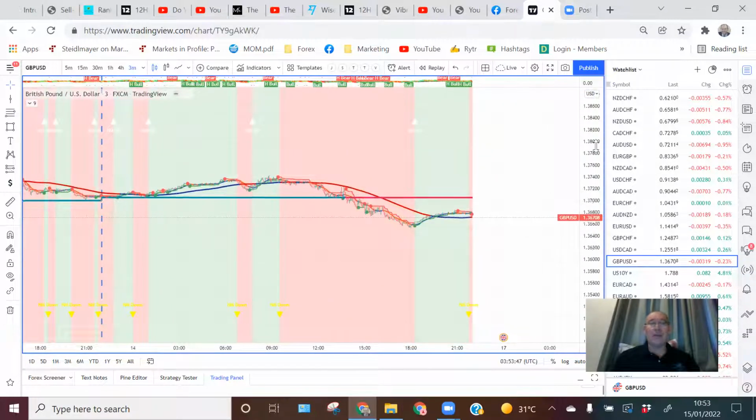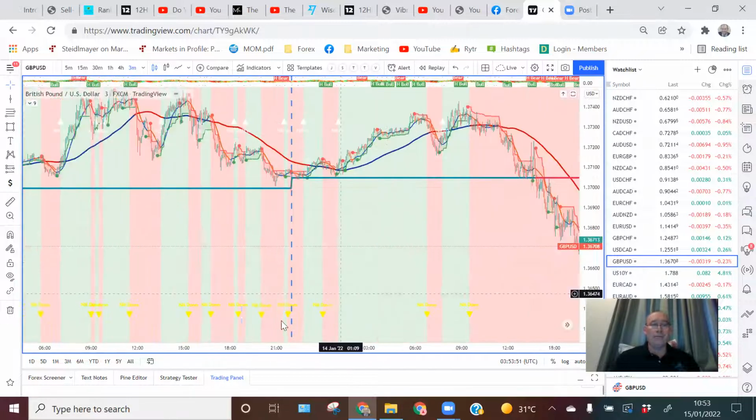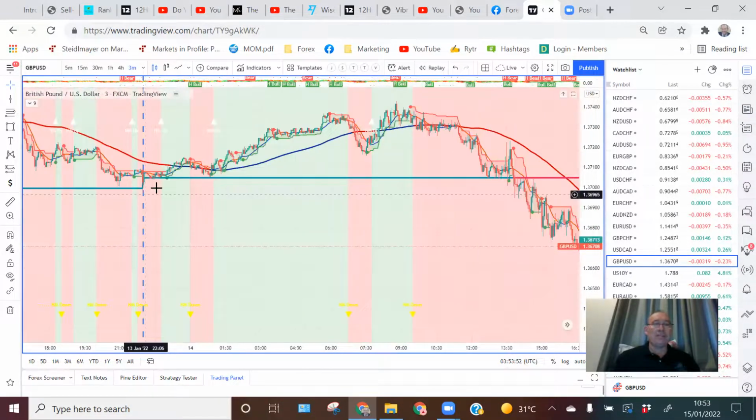Remember, this is the 3-minute time frame, ladies and gentlemen. Remember, the red means a sell, the green means a buy. And I've got other stuff in there as well.